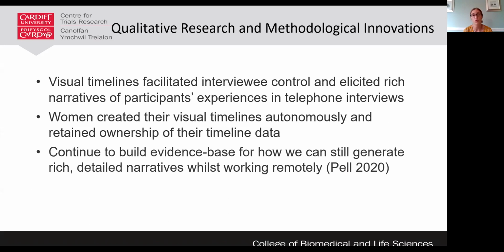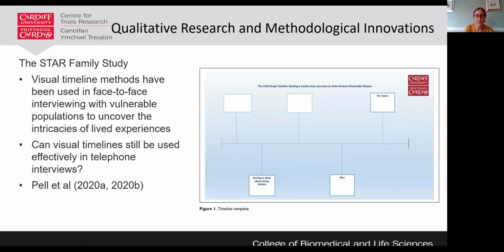They actually sent out a resource pack to participants before the interview with a timeline template, so the one I've just shown you here, but also some creative items that people might use if they wanted to get creative. So they had coloured stickers and pens and things that they could really use to take ownership of this timeline.